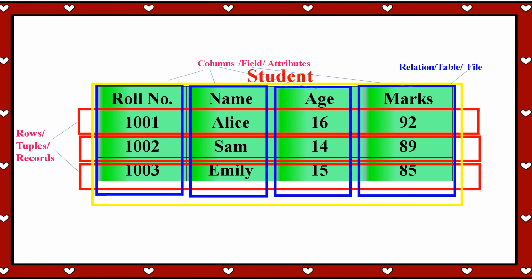Let's recall the columns or fields or attributes marked in blue boxes, rows or tuples or records marked in red boxes, and relation or table or file marked in yellow boxes. Just for reference. We have already learnt this in detail in the previous videos.